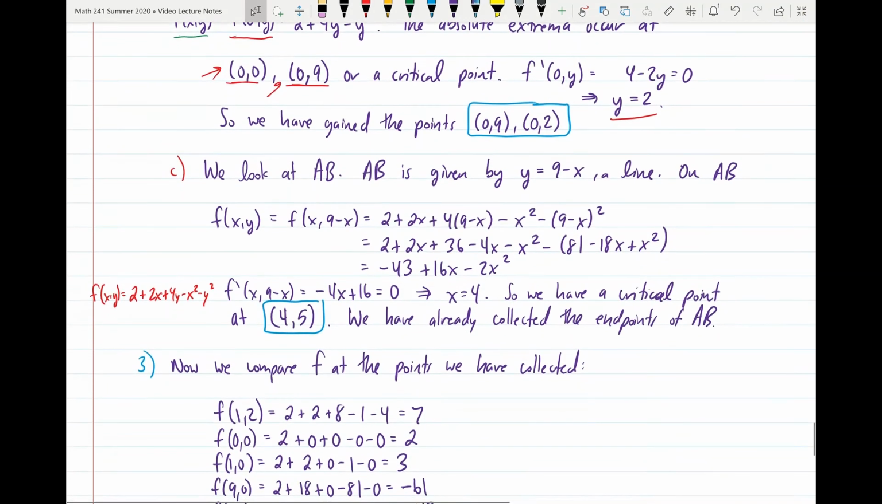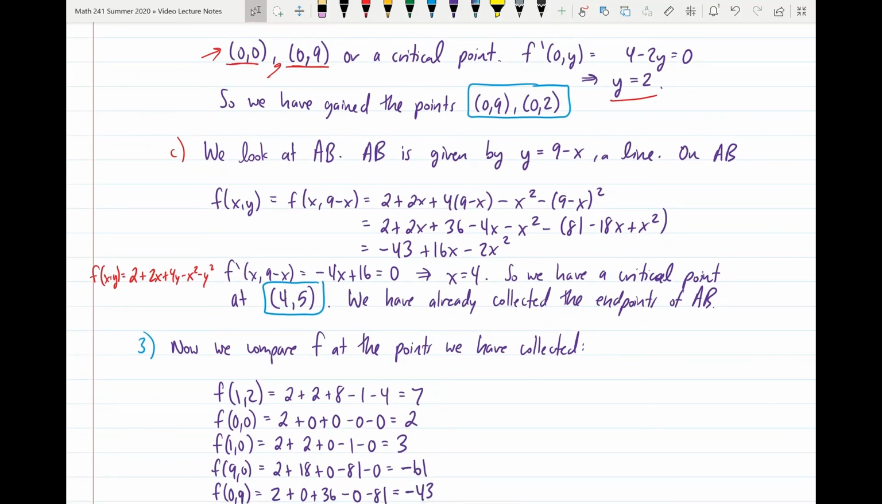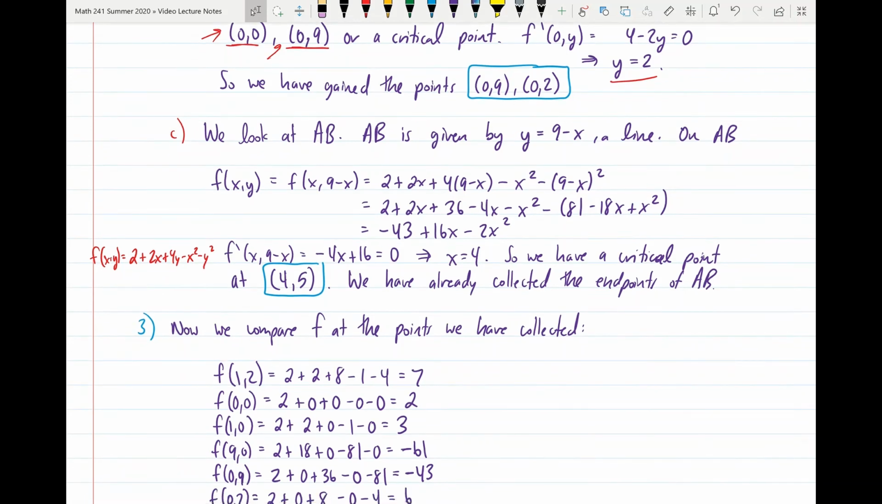And now finally, we look at the last segment of our triangular region. So we look at the line segment that goes from the point A to the point B, and this is the most involved, I think, of the different segments here. So the segment from A to B is given by y equals 9 minus x, a line. So the segment from A to B is just a portion of that line.